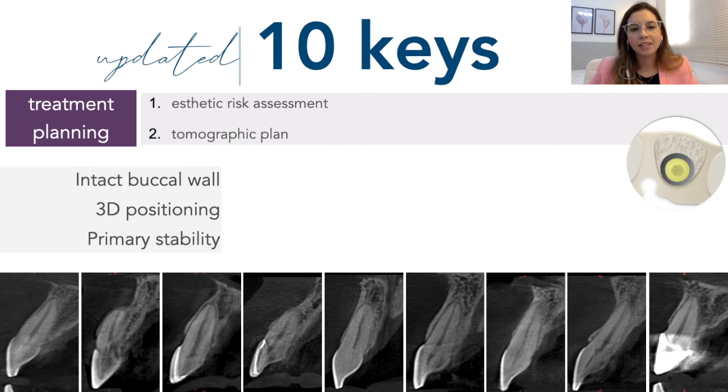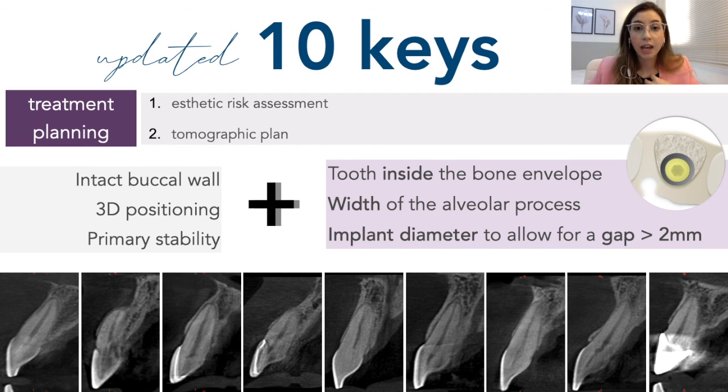And that's our updated 10 keys concept. Our research gave you information so you can have predictable outcomes following immediate implant placement. What do you have to do? You need to study your CBCT scan. Besides those three conventional items that we consider, let's evaluate if the tooth is inside or outside the bone envelope. Let's check if the width of the alveolar process is enough, and perform a careful implant selection, allowing for a gap greater than 2 millimeters wide, and place your bone substitute material there.